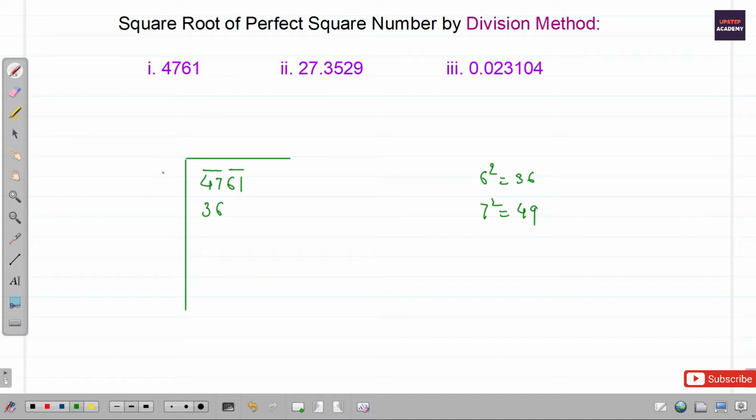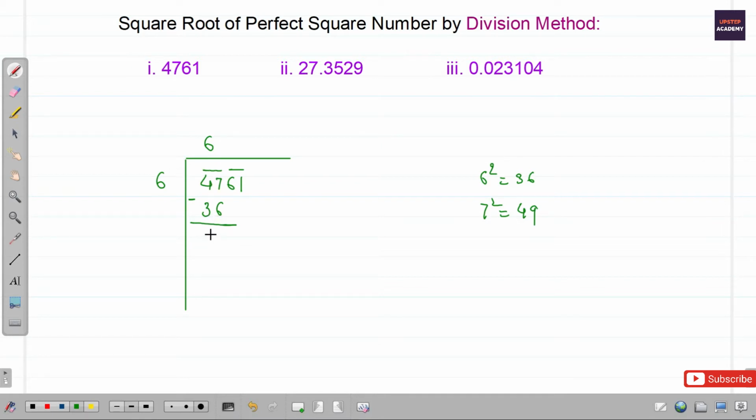So here simply we will write 6 because the square of 6 is 36, and here in the quotient also we will write 6. Whatever the number appears here at the end, that will be the square root of the given number. Okay guys, let us go ahead. We have to put a minus sign over here, and simply do subtraction. Keep in mind, this is not our simple division which we do in the long method. This is the method of finding the square root of any number, but here in this case we are finding the square root of a perfect square number.